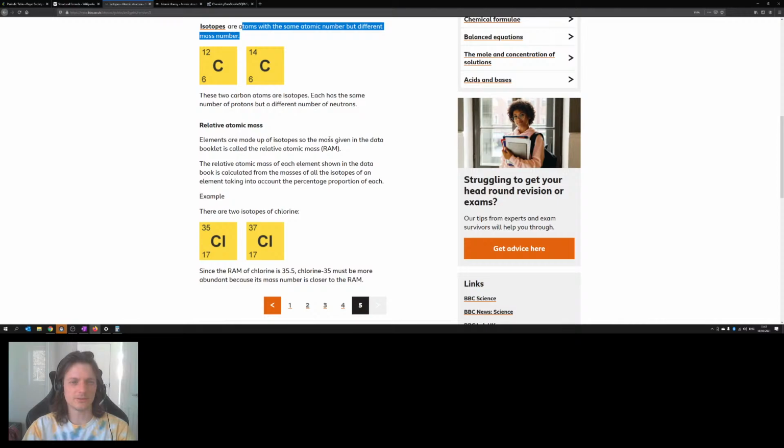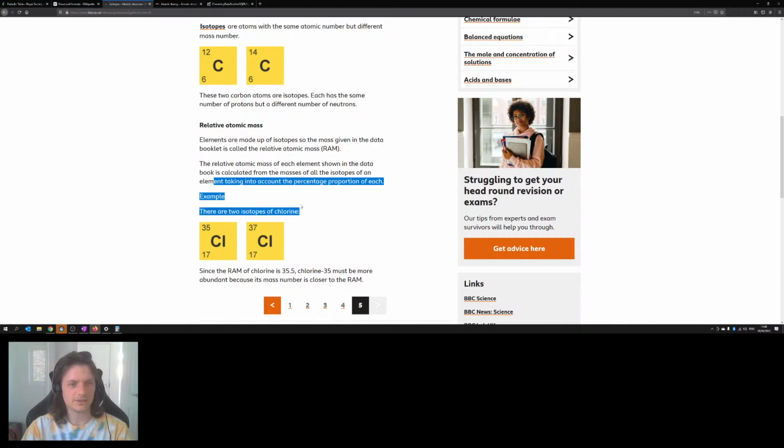Elements are made up of isotopes, so the mass given in the data booklet is called the relative atomic mass. The relative atomic mass of each element shown in the data book is calculated from the masses of all the isotopes of an element, taking into account the percentage proportion of each.